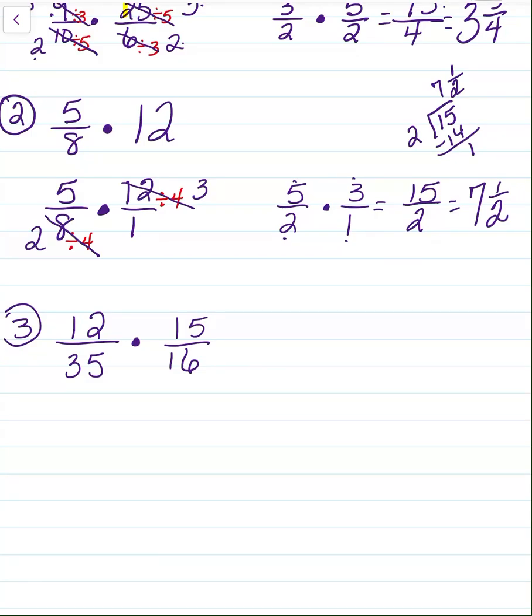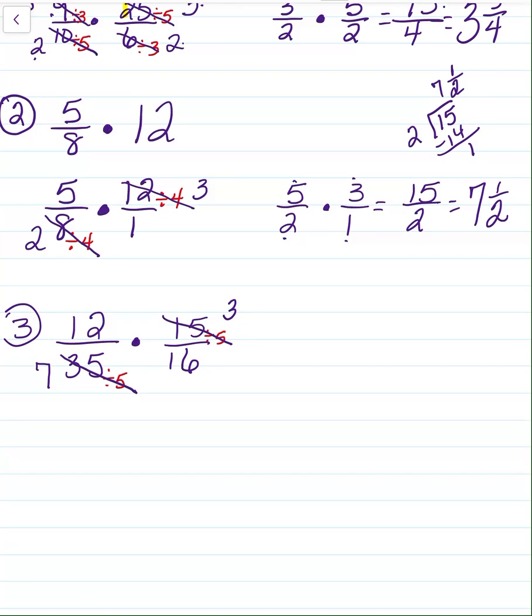Okay, so we're going to look at 35 and 5. What number can go into 35 and 5? Yep, 5. So we're going to divide this by 5 and this by 5. So I'm going to say 35 divided by 5, cross it out, that's 7. 15 divided by 5 is 3.